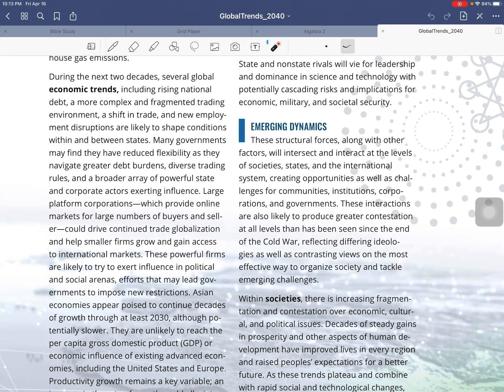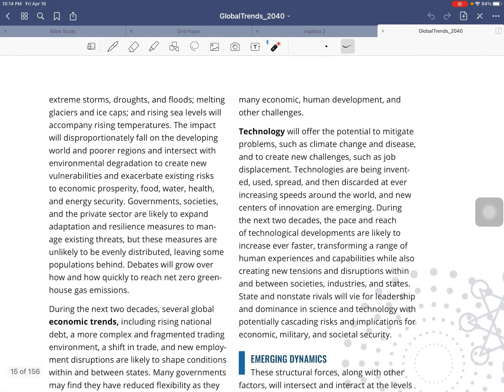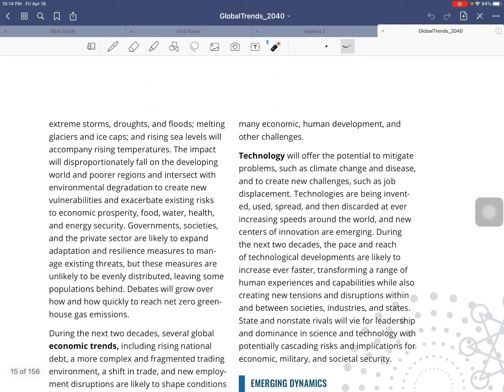Although potentially slower, they are unlikely to reach the per capita gross domestic product (GDP) or economic influence of existing advanced economies, including the United States and Europe. Productivity growth remains a key variable. An increase in the rate of growth could elevate many economic, human development, and other changes.